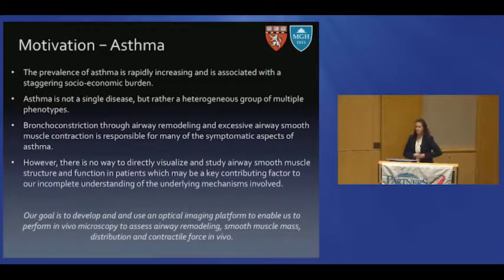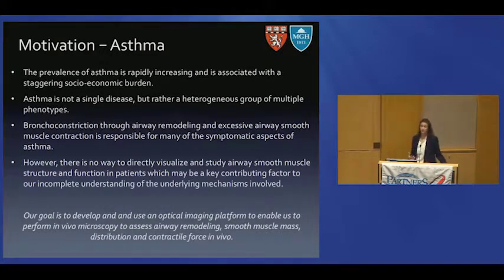So we all know that the prevalence of asthma is increasing rapidly, and it's associated with a staggering socioeconomic burden. What makes it difficult to study is that it's not a single disease, but instead a heterogeneous group of multiple phenotypes. What we do know is that bronchoconstriction through airway remodeling and through excessive contraction of the smooth muscle is responsible for many of the symptomatic aspects of asthma. But there's no way to directly visualize airway smooth muscle structure and function in patients, which may be a key contributing factor to our incomplete understanding of the underlying mechanisms involved.